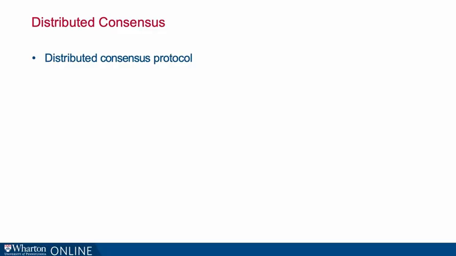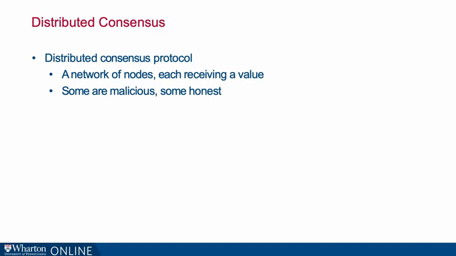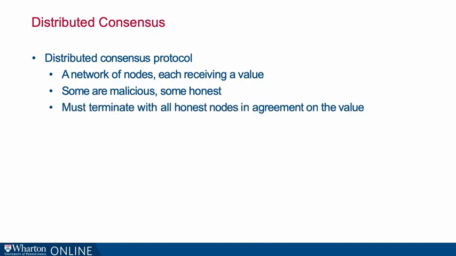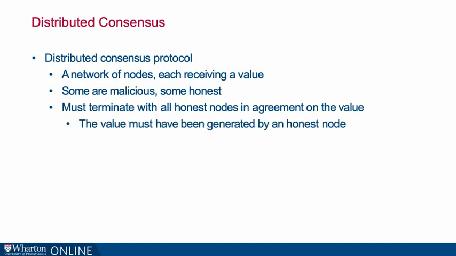So here's a definition of a distributed consensus protocol. Consider a network of nodes, each receiving a value. Some are malicious, some honest. A distributed consensus protocol must terminate with all honest nodes in agreement on the value, and this value must have been generated by an honest node. So with this definition, we can see how distributed consensus applies to the blockchain.